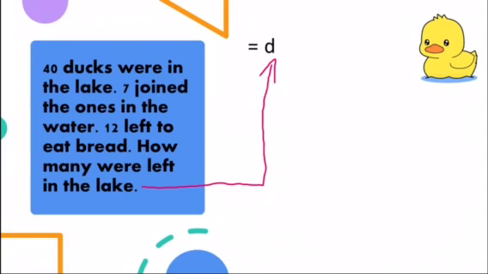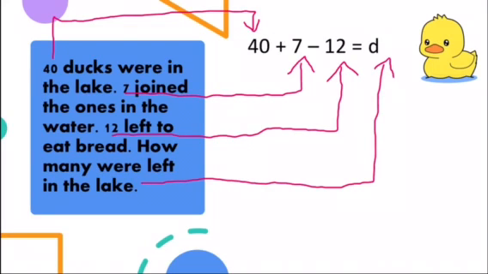Our second word problem is this. 40 ducks were in the lake. 7 joined the ones in the water. 12 left to eat bread. How many ducks were left in the lake? First, let's see what we know. Since the question is asking how many are left, we know that the variable is on the right side of the equation. On the other side is all the addition and subtraction of ducks that the problem mentions. This makes our equation look like 40 plus 7 minus 12 equals d.